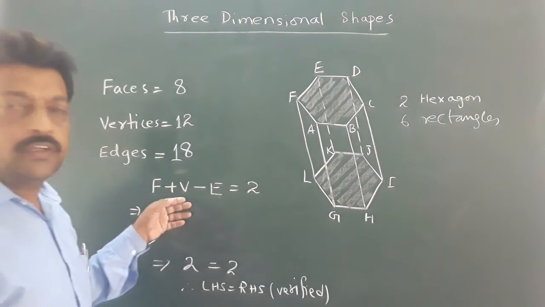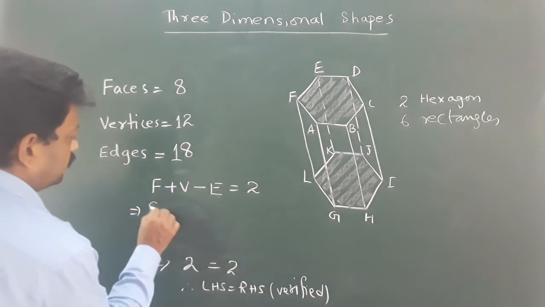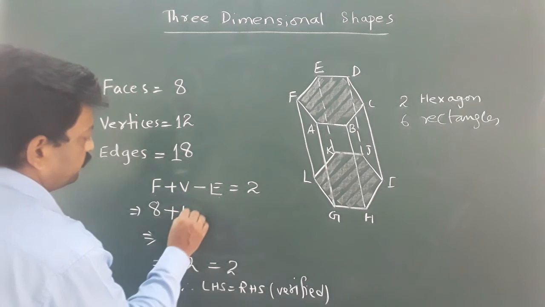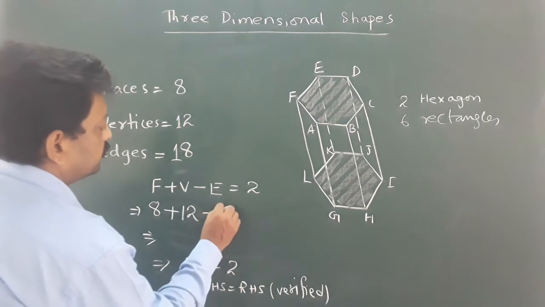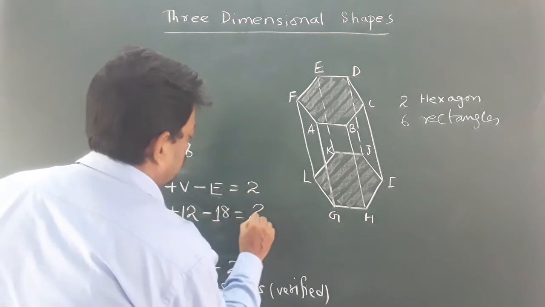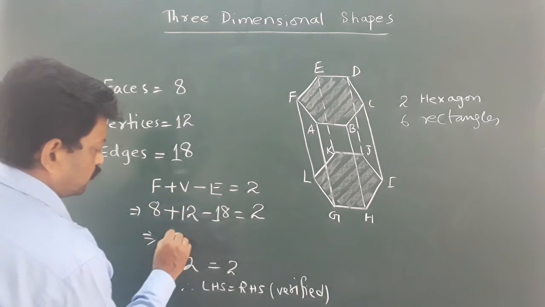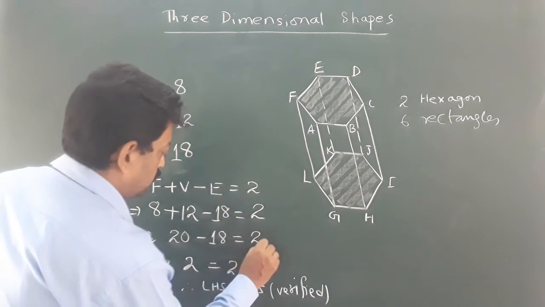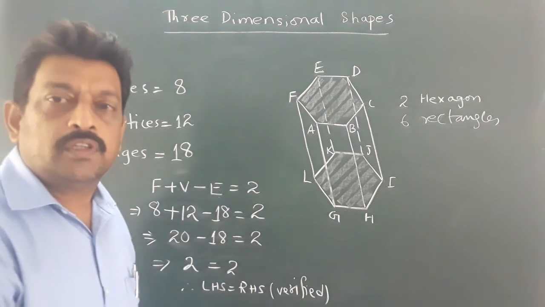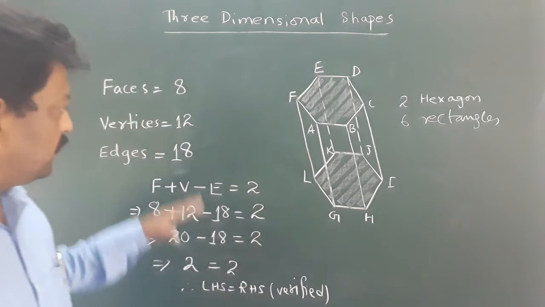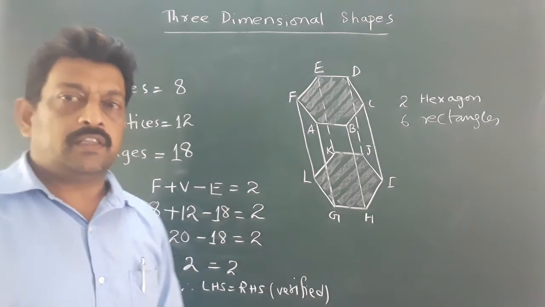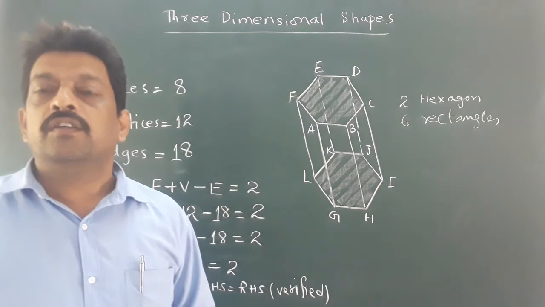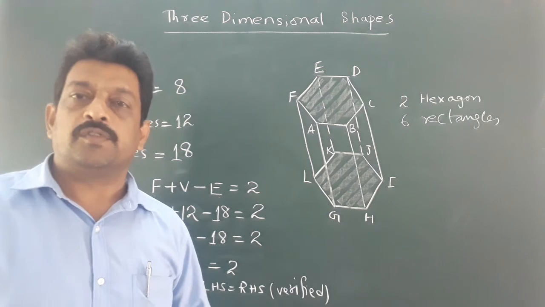Now let me put the values here. F is 8, V is 12, and E is 18. Let us check whether it is matching or not. So 20 minus 18 equals 2. That is 2 equals 2. That is LHS equals RHS. So here we can see that Euler's formula is valid for the hexagonal prism also.